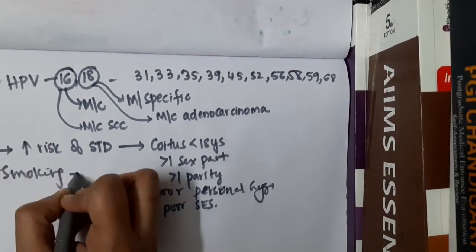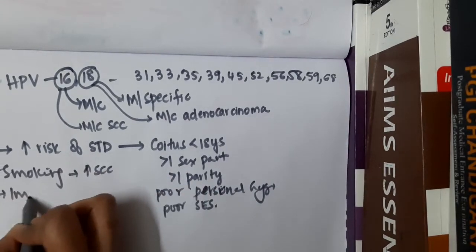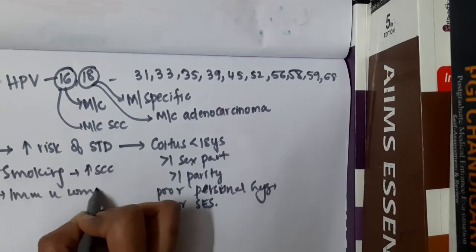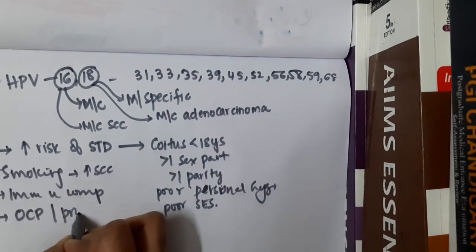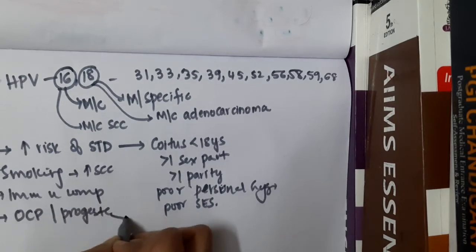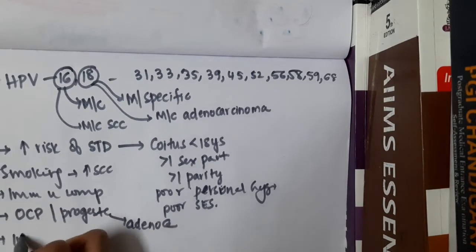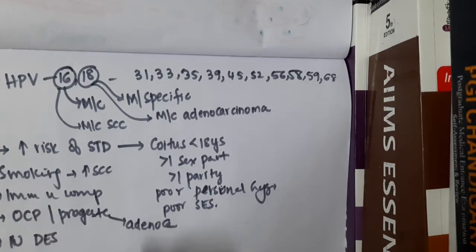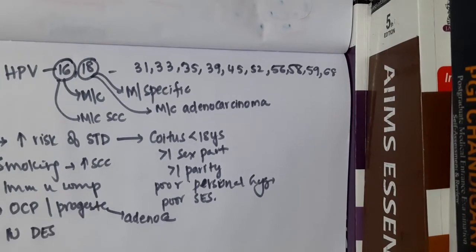Smoking will increase the risk, especially of squamous cell carcinoma. Immunocompromised individuals will also have increased risk. Women on OCPs or progesterone therapy are predisposed especially to adenocarcinoma, and in utero exposure to diethylstilbestrol will also result in cervical intraepithelial neoplasia.